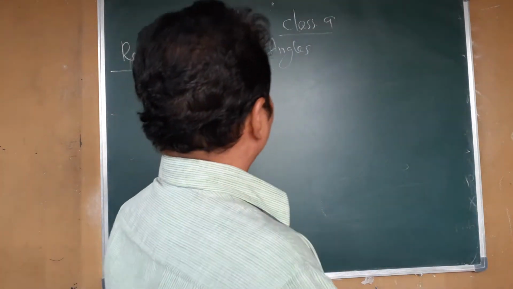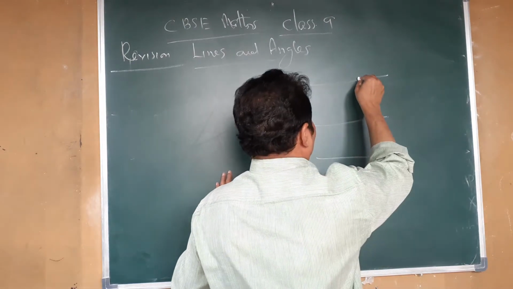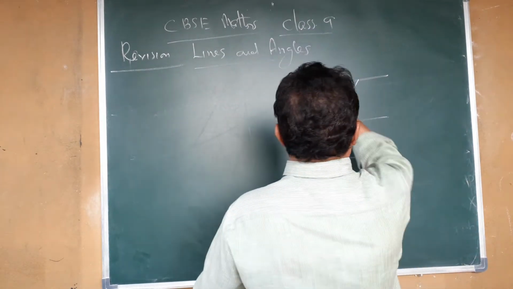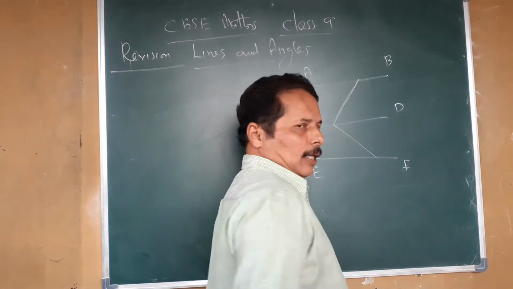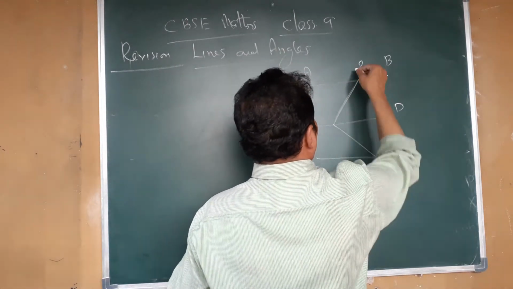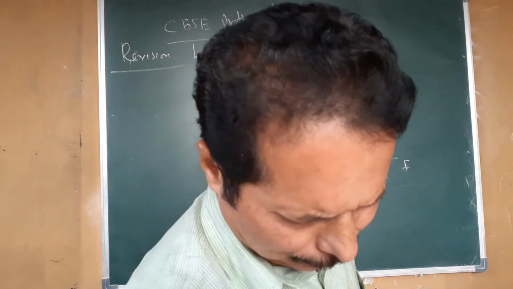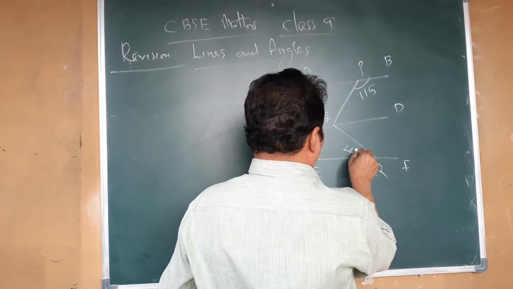Look here. Now there are three parallel lines, and an angle is given like this. The lines AB, CD, and EF are parallel. We want to find the angle PQR. It is given as this is 115 and this is 40.